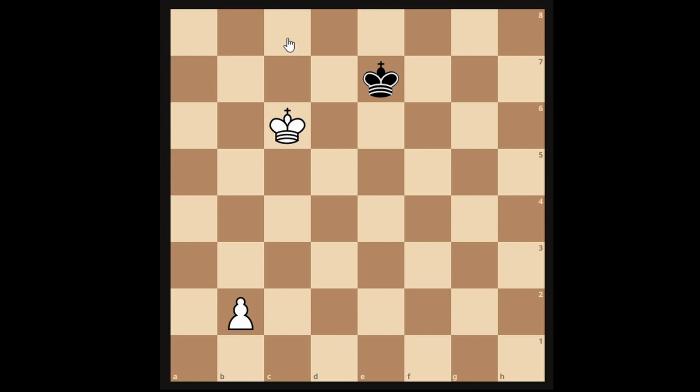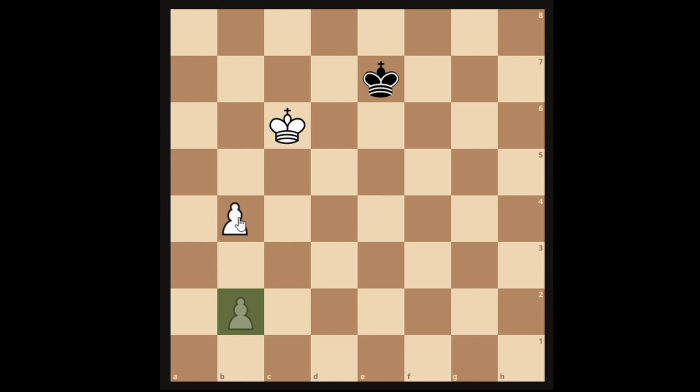So in this position, I would recommend to pause for a little bit and think about it, but the best move here would be to move the king up here. So this might seem like a little bit of a weird move, but here's why.